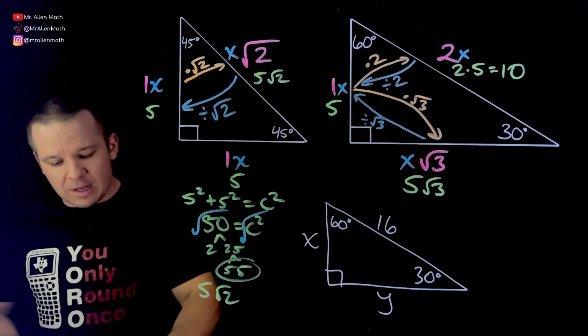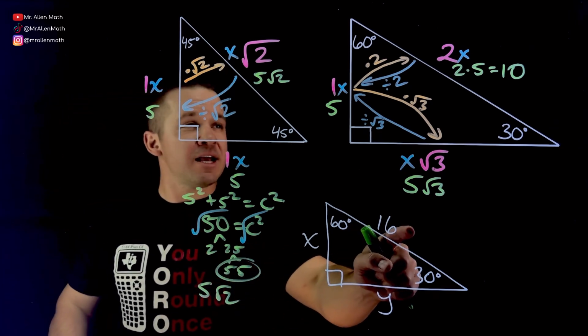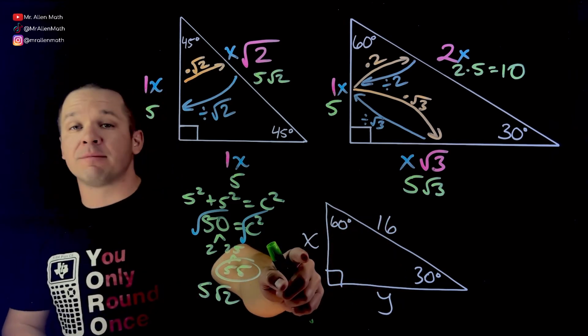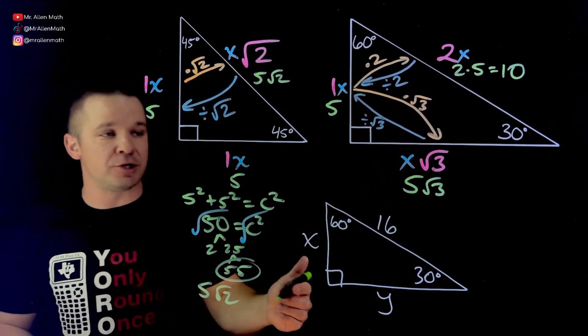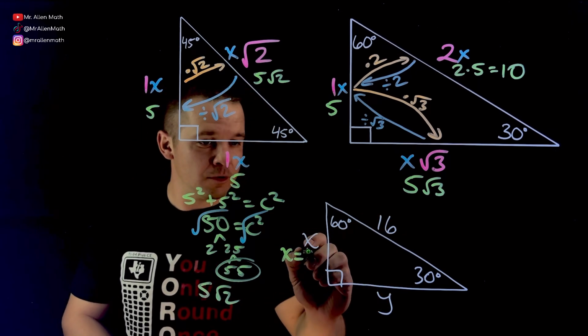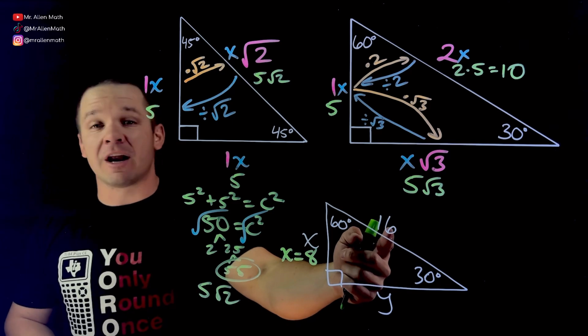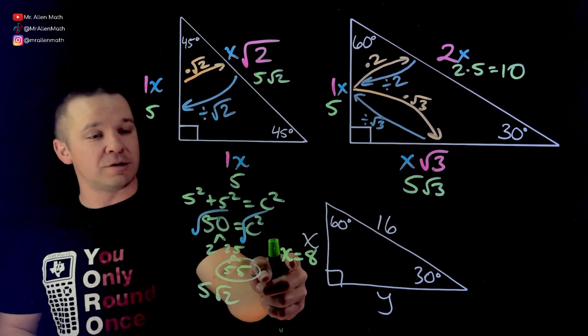Well, I have my long side, right? I have the longest side. So if this is 16, I would divide by 2 to get back to my short side, just like that rule says right there. So this makes x equal to 8. If I take 16 divided by 2, I get 8. Now I have my short side. Remember, everything runs through the short side with these.